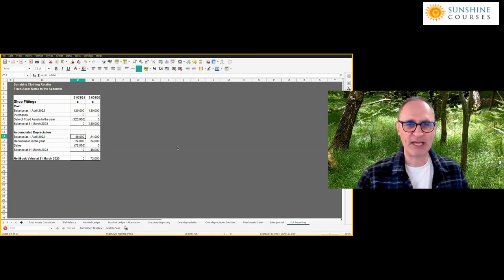And in our depreciation, we started off with accumulated depreciation of £48,000. We had a further £24,000 of depreciation in the year. We've now sold fixed assets. The sale eliminates that £72,000, which leaves us with no accumulated depreciation at the end of the period. Our net book value is down to zero.